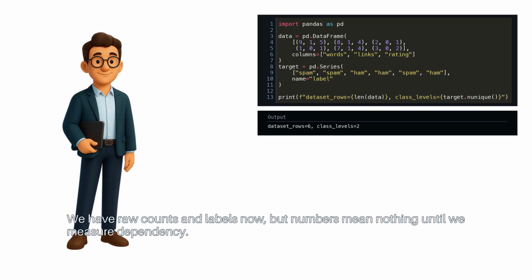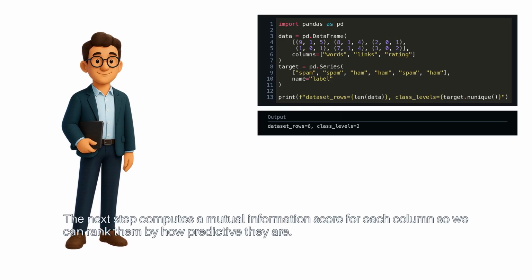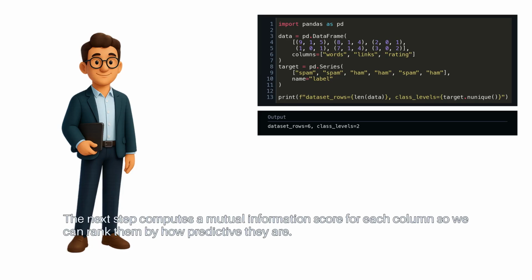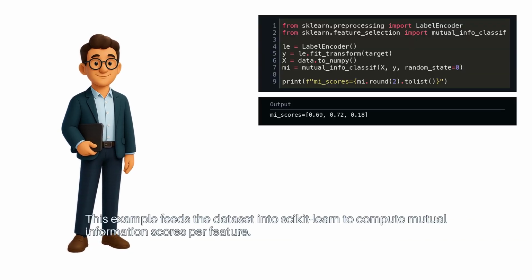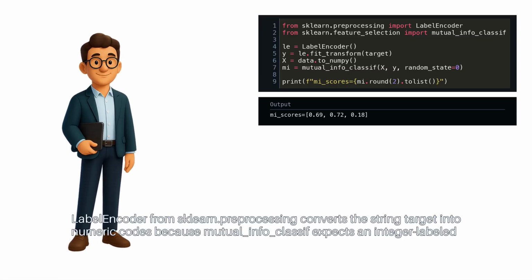We have raw counts and labels now, but numbers mean nothing until we measure dependency. The next step computes a mutual information score for each column so we can rank them by how predictive they are. This example feeds the dataset into scikit-learn to compute mutual information scores per feature.